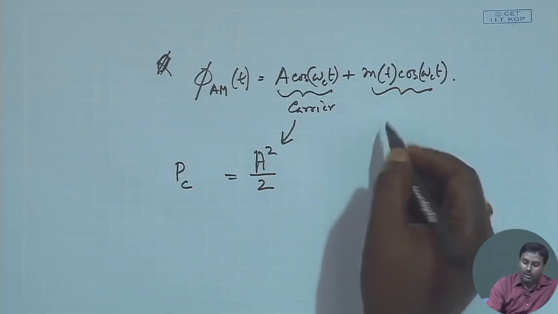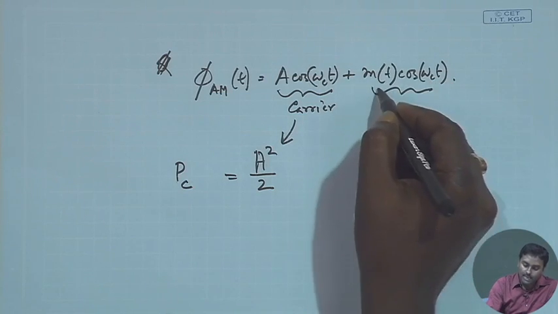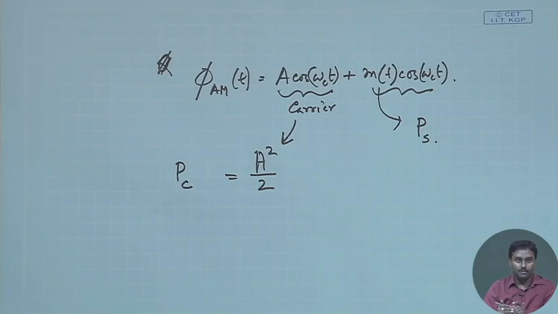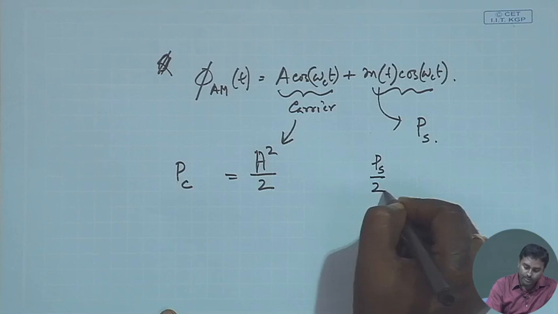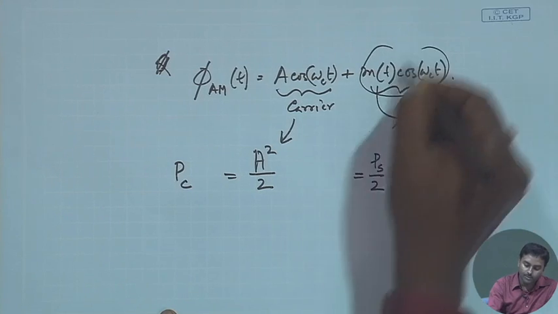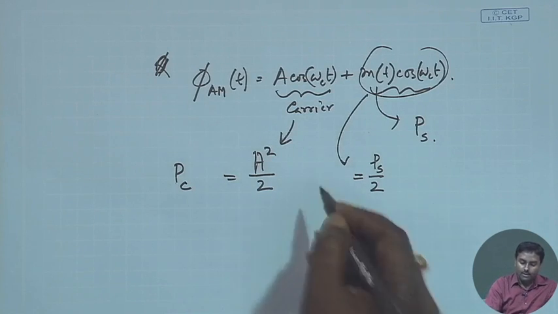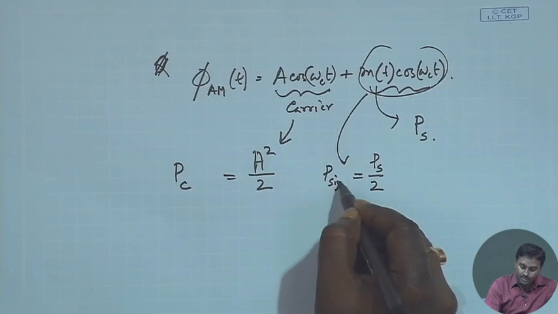And what is the power of the signal part? Suppose m(t) has a power P_s, that is something I know already. The message signal has a power of P_s. Now, if I multiply with cos omega_c t, we know that the power becomes half. We have already discussed that in the previous class. So, this must be P_s by 2, that is the power of this part. Okay, fine. So, I call this P signal.